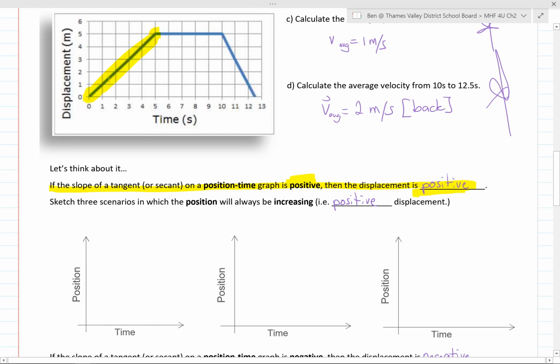And if you're confused about that, think about y equals mx plus b, and maybe Google it if you're still confused. Okay, the slope is positive, so we would say here that our displacement is positive, right? We said our displacement was 5 meters here.